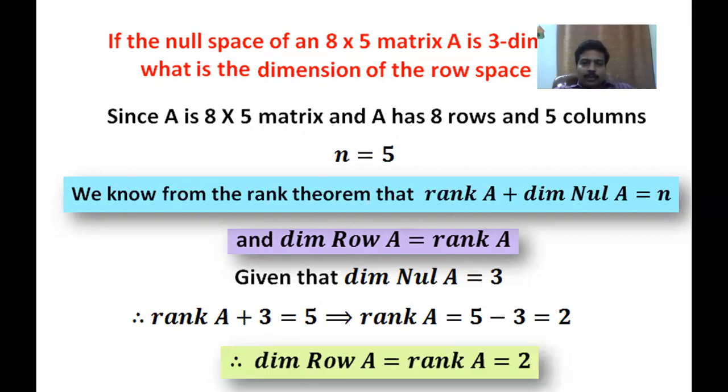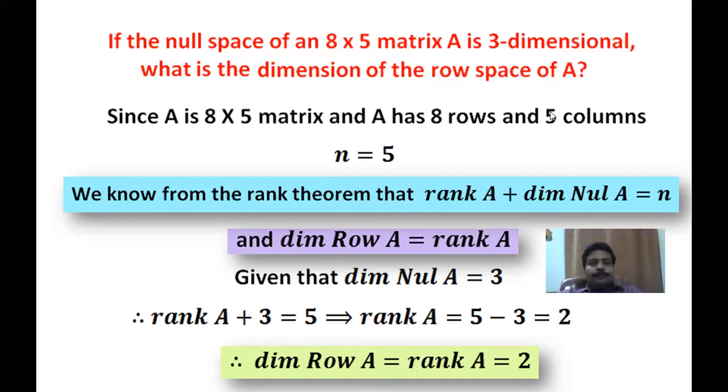So we can tell many more values from this one. Dimension of column space is also 2. Dimension of column space of A transpose is also 2. Dimension of row space of A transpose is also 2. And rank of A transpose is also 2. So with this little information, we can tell the values of all of this. So this is the problem.